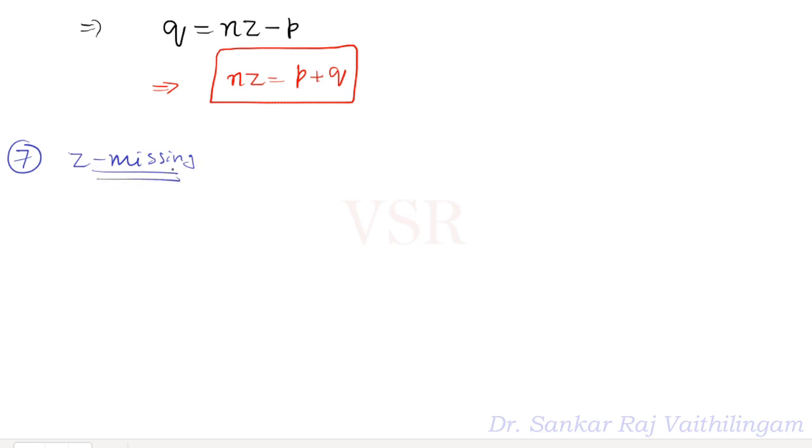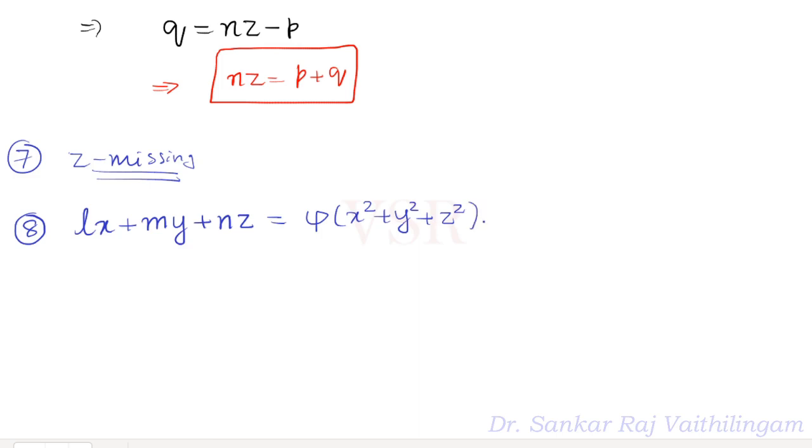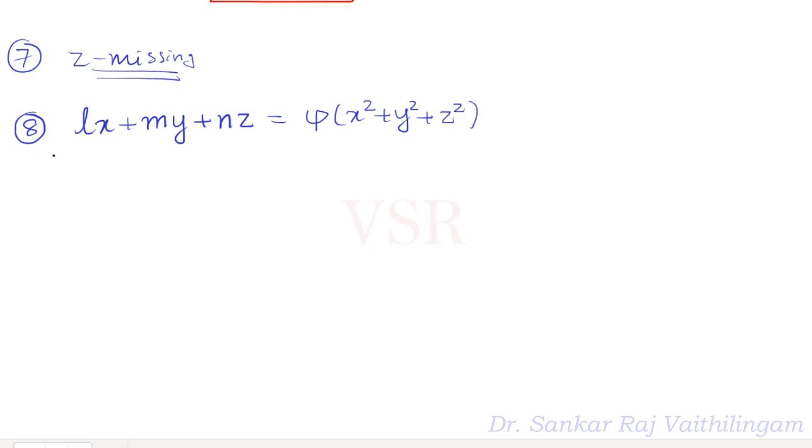So eighth problem we will go. Okay, eighth problem. What is this? lx plus my plus nz is equal to phi of x square plus y square plus z square. So we are having this equation. Very simple. The way to do this is to differentiate this equation straight away. So differentiate the solution.